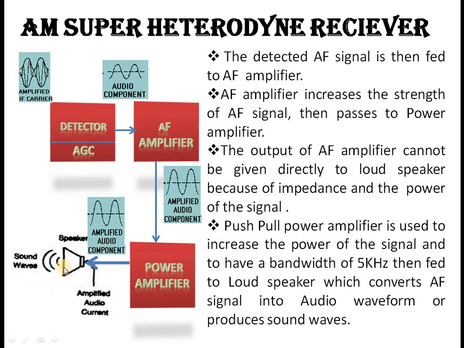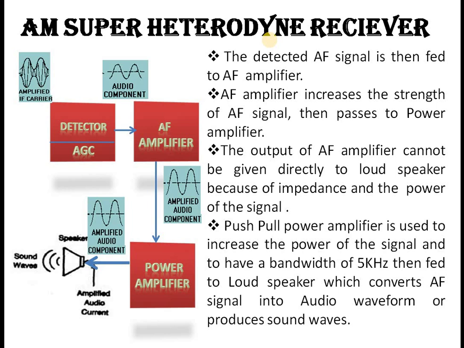Once the signal is given to a loudspeaker, the loudspeaker converts the electrical signals into the respective sound waves. Usually, the power amplifier is a push-pull power amplifier whose bandwidth is fixed to 5 kHz. And hence, the output of the loudspeaker will be the signal which has been transmitted, the information which has been transmitted. This is how the AM superheterodyne receiver works.